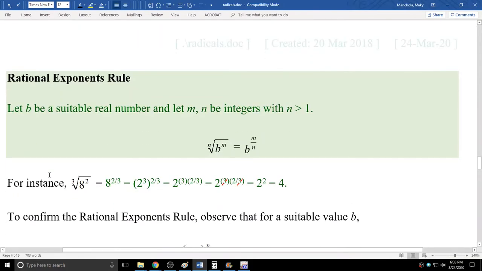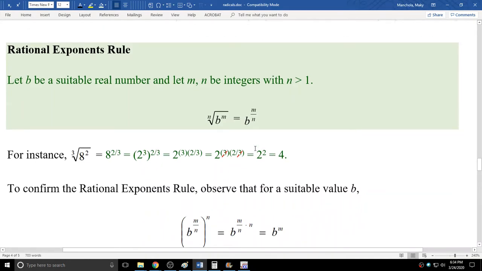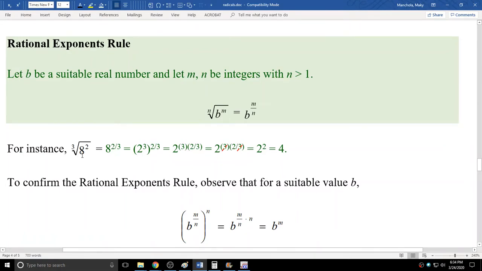Okay, let's continue. Now a rule, the rational exponent rule. Let b be a suitable real number and let m and n be integers with n greater than 1. The nth root of b to the power m equals b to the power m over n. For instance, the cubic root of 8 squared is the same as 8 to the 2 over 3. Notice that 8 is the same as 2 to the third. So we end up with 2 to the third raised to the 2/3.